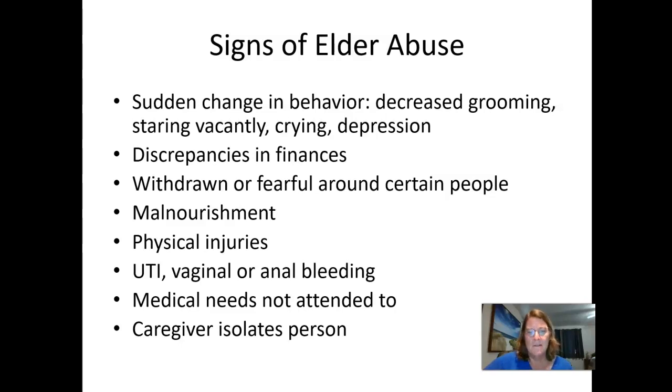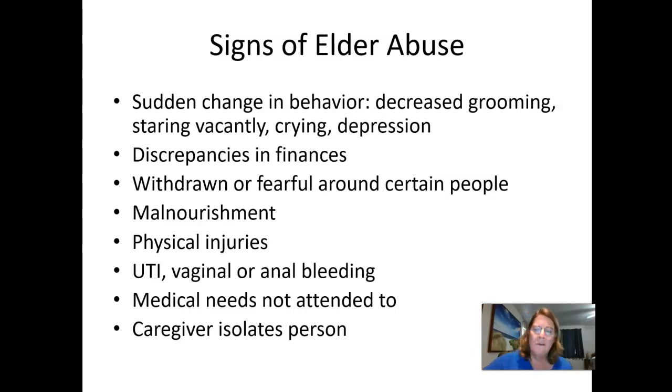Frequent urinary tract infections or vaginal or anal bleeding can be signs of sexual abuse. Also, medical needs not being attended to, and the caregiver isolates the person. They won't let any friends or family or neighbors come over and see them. They keep them completely isolated so other people can't see what's happening.